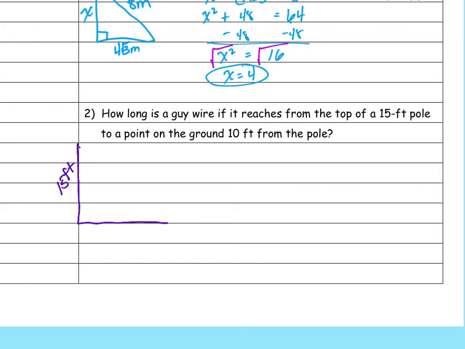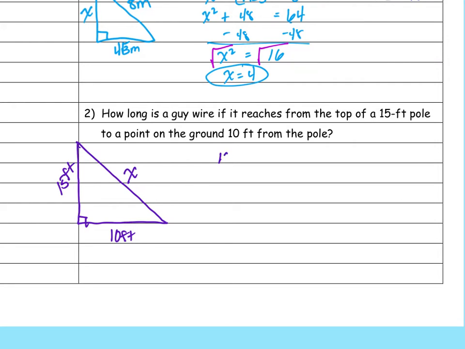Here's my ground, 10 feet here. Here's my wire. They want to know how long it is. Boom, there's my picture. Oh my gosh, it's a right triangle. I know, right? That's so cool. If you already know what the picture's going to look like, it shouldn't be that hard to draw it, right? It's going to be a right triangle.